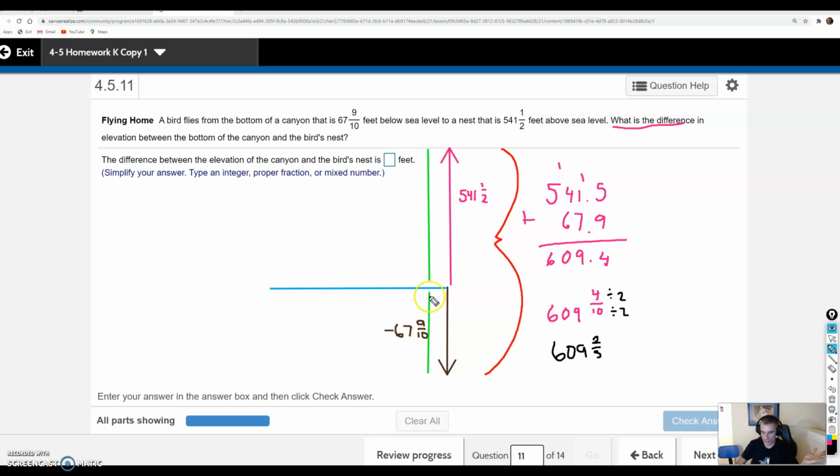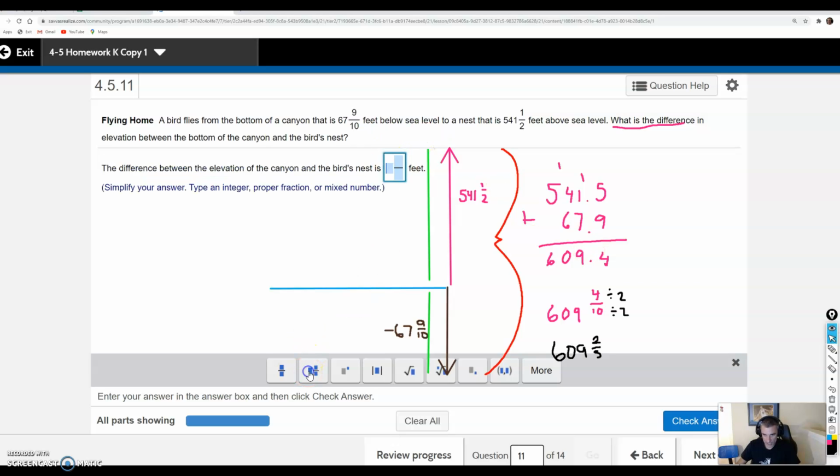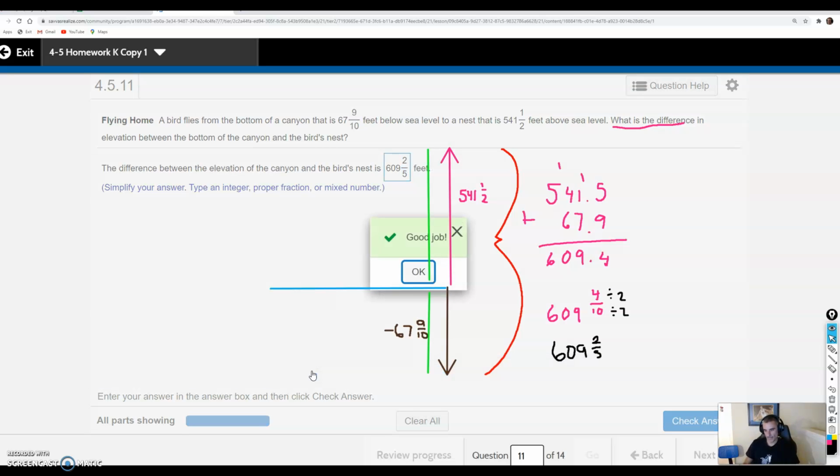So again, you could have set it up by subtracting a negative, but as my wife pointed out, you're really just adding these two green lines together, which is again a good point that, hey, subtracting a negative is the same as adding. All right, let's see if we got this right. Mixed number, 609 2/5. Got it.